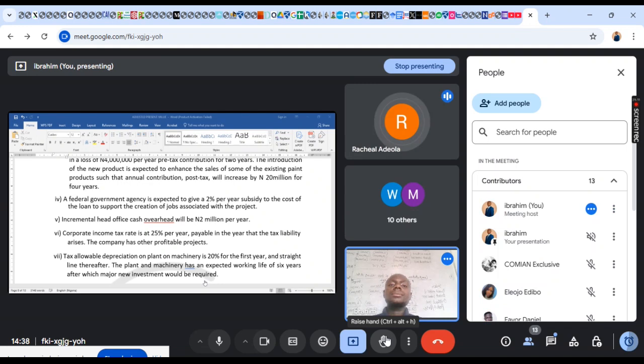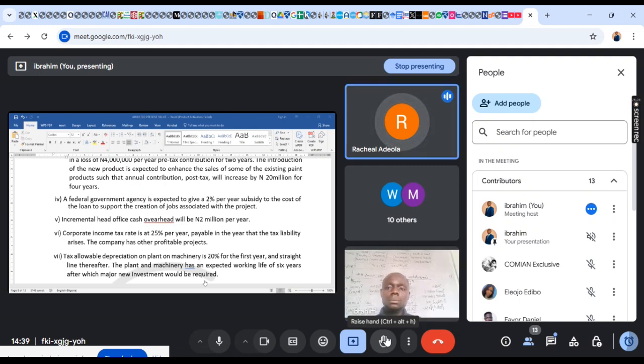Incremental head office cash overhead will be 2 million per year. So there will be an incremental head office cost. This particular cost is actually a relevant cost. So per year, for the number of years, you will have 2 million per year.